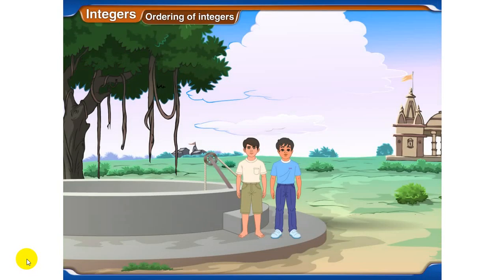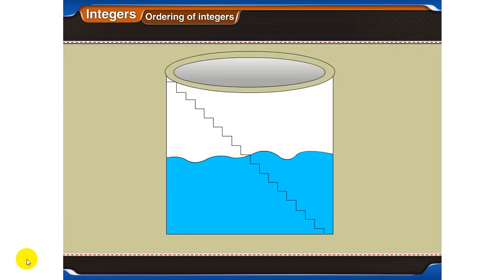Ordering of integers. Raman and Imran live in a village where there is a step well. There are in all 25 steps down to the bottom of the well. One day, Raman and Imran went to the well and counted 8 steps down to water level.